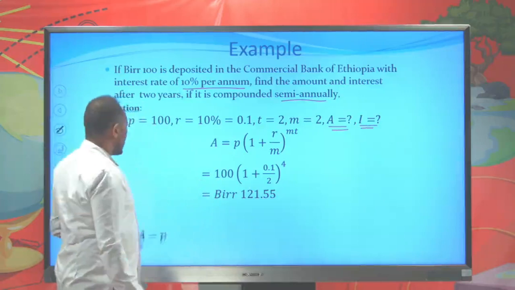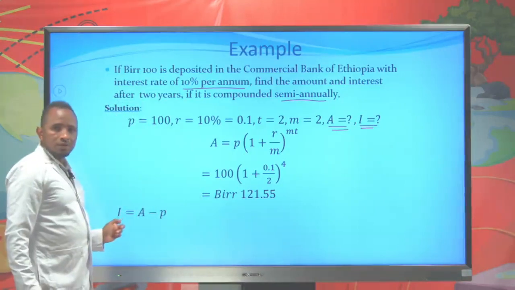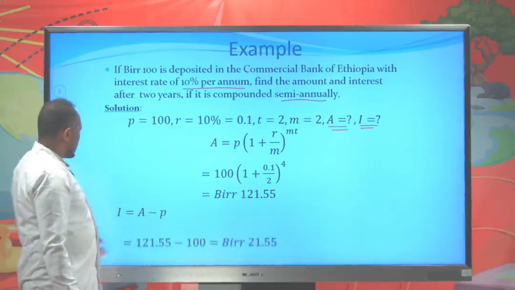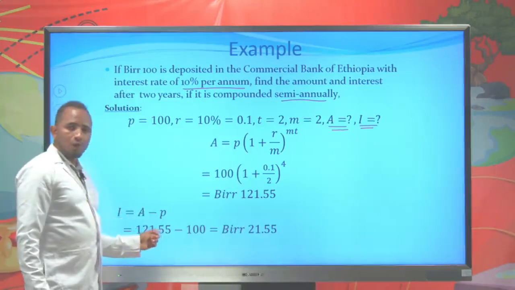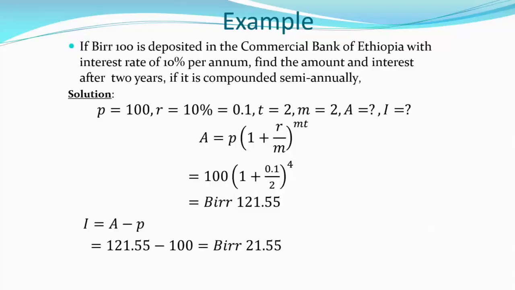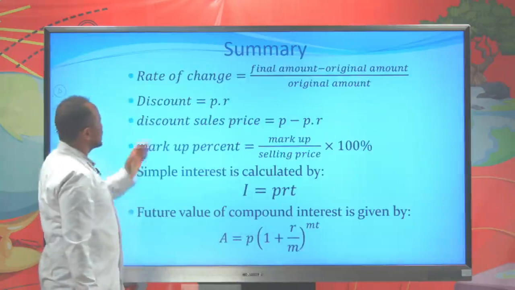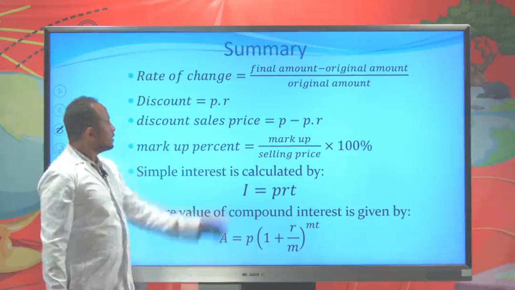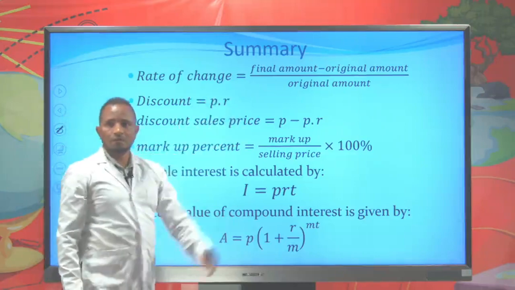So the difference gives you the interest you earn. Therefore, the interest will be this amount minus the principal. So the amount is 121.55 minus the principal 100. Subtracting these two, you get 21.55. So this is the answer. This is the interest.